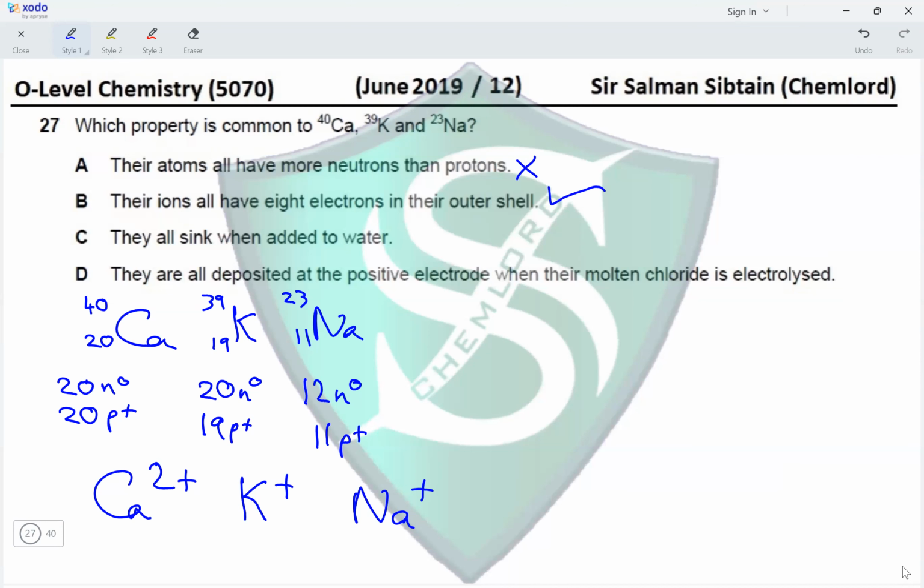Next, they all sink when added to water. No, sodium and potassium float on water and they react with it and also burn. So this is incorrect. And they are all deposited at the positive electrode when their molten chloride is electrolyzed. The positive electrode is the anode where oxidation takes place. All of these metals would be deposited at the cathode, which is the negative electrode, when their molten chloride is electrolyzed. So this is incorrect, making option B the correct option for this question.